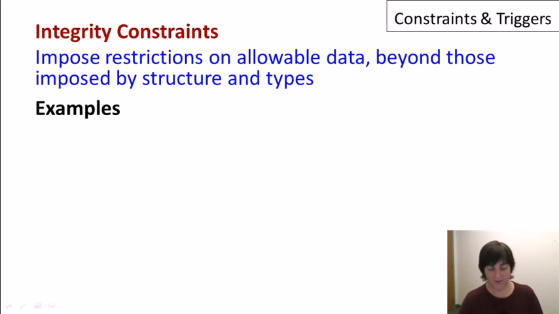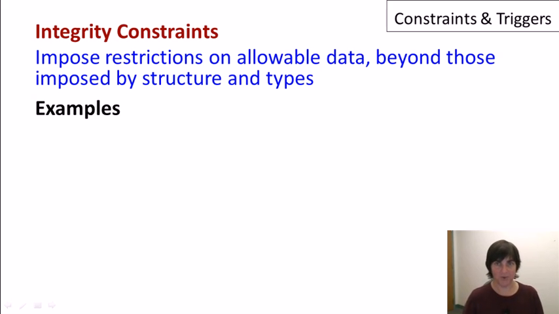Let's talk a little more about integrity constraints and then we'll move to triggers. So the idea of integrity constraints is that we want to impose restrictions on the allowed data of the database. Now when we create a schema and we say the types of the attributes, we're already imposing structural and type restrictions, but integrity constraints tend to be more semantic. They capture restrictions that have to do with the application.